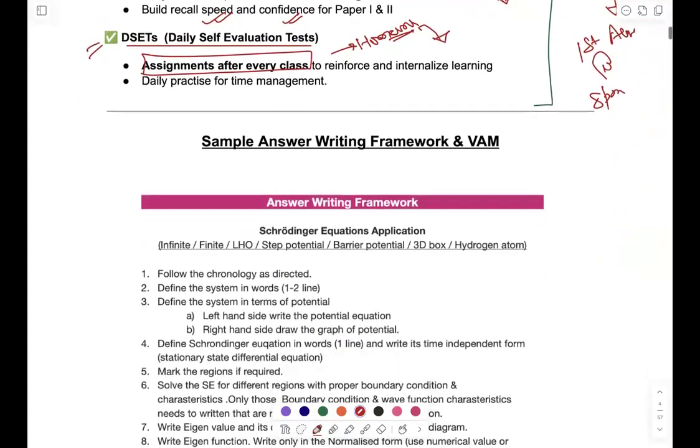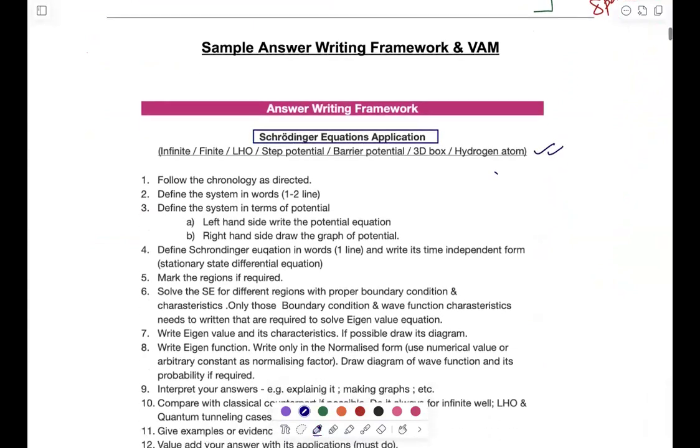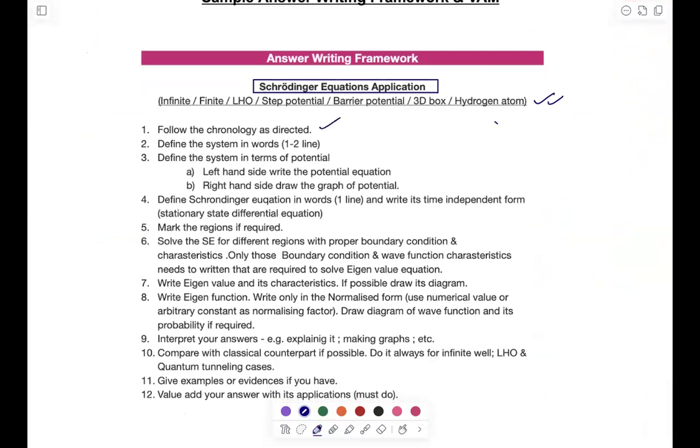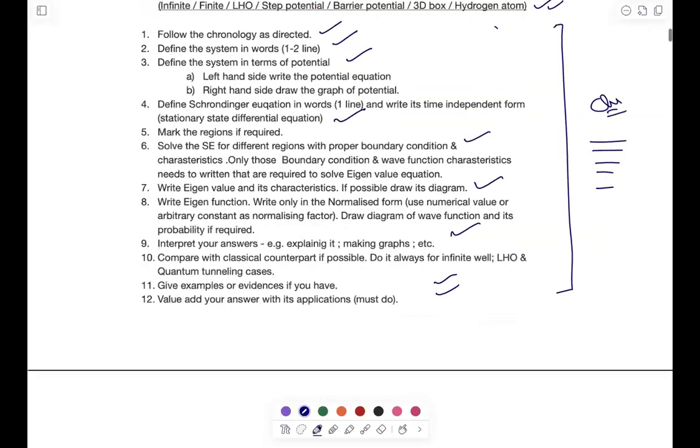I will quickly run through this. See, when I say answer writing, we have broken down answer writing to its very, very sub level. For example, let's say this is the Schrodinger equation applications. All these topics have to follow this answer writing format. You have to follow the chronology: define the system, define the potential, write the Schrodinger equation. So initially you have to learn this checklist, and eventually it will become automatic for you to start answer writing with this.